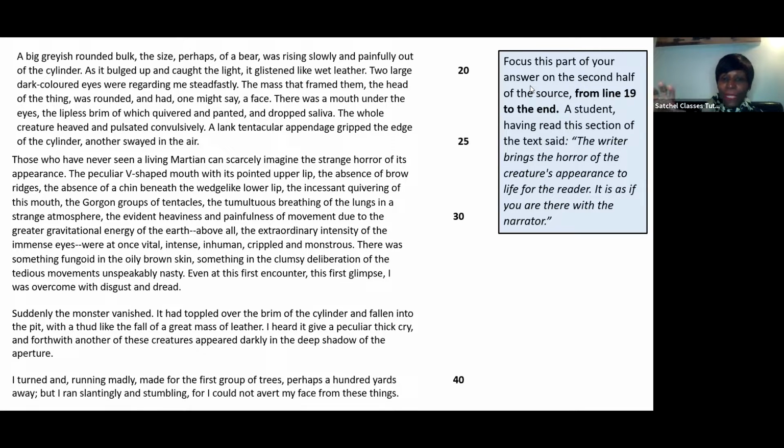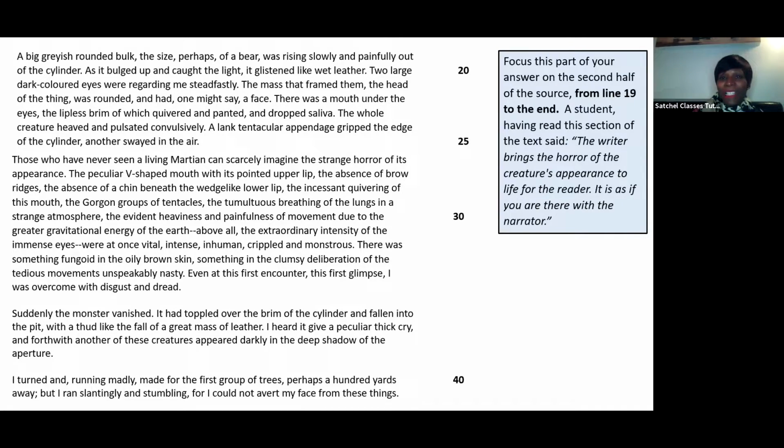I heard it give a peculiar, thick cry, and forthwith another of these creatures appeared darkly in the deep shadow of the aperture. I turned and, running madly, made for the first group of trees, perhaps 100 yards away, but I ran slantingly, stumbling, for I could not avert my eyes from these things.